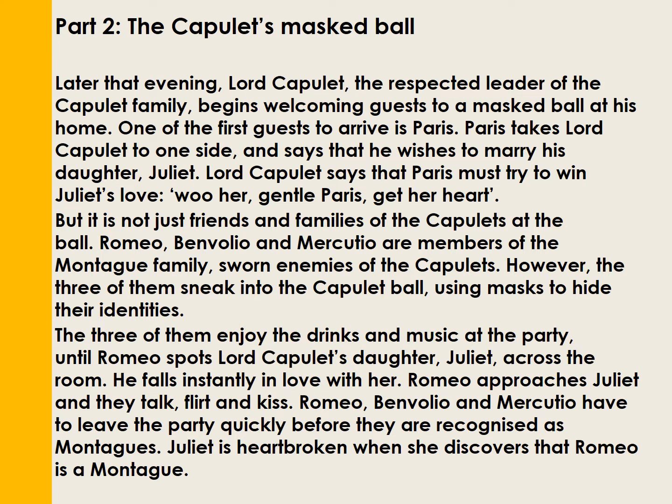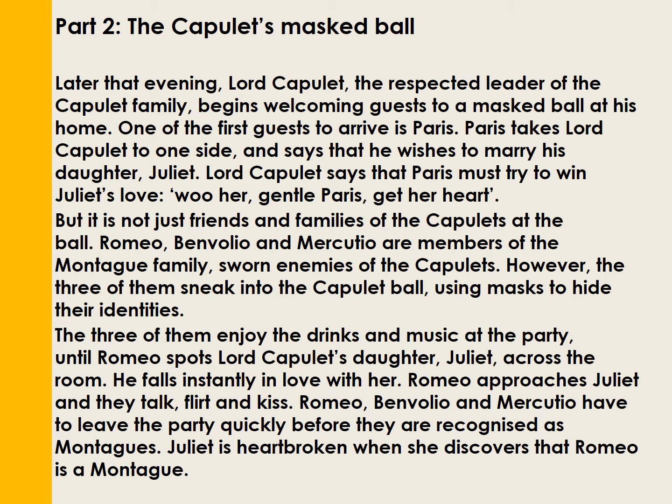Okay, so at the Capulets' masked ball later that evening, Lord Capulet, the respected leader of the Capulet family, begins welcoming guests to a masked ball at his home. One of the first guests to arrive is Paris. Paris takes Lord Capulet to one side and says that he wishes to marry his daughter Juliet. Lord Capulet says that Paris must try to win Juliet's love. "Woo her, gentle Paris. Get her heart."